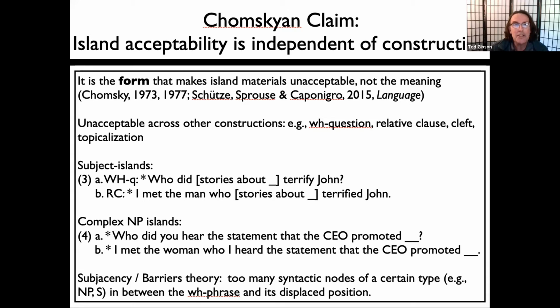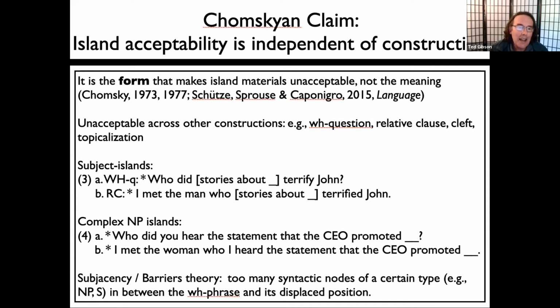According to Chomsky's subjacency and barriers theories, as he's trying to explain why these things are bad, there are too many syntactic nodes of some specific type in between the WH phrase and its displaced position. This is basically too far. Who is too far from this thing, either in the relative clause or in the WH question, or in subject islands as well. This who is kind of too far structurally. Who is too far from this gap, the displaced position. There are too many, in particular, S and NP nodes in the subjacency theory between the gap and the WH phrase. The grammar allows connections crossing at most one of these nodes, but these sentences require movements crossing two or more, making them literally ungrammatical, not generated by the grammar.